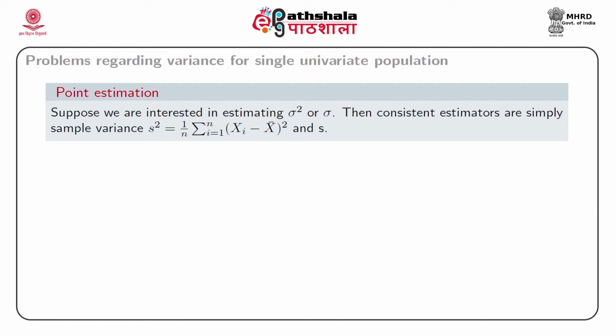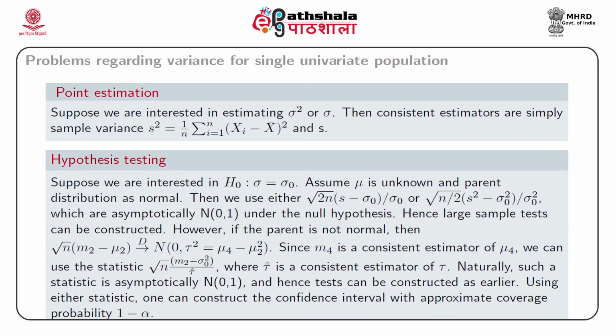Next comes hypothesis testing. Suppose we are interested in the null hypothesis sigma equal to sigma naught. Assume mu is unknown and the parent distribution is normal. Then we use either the statistic square root of 2n multiplied by (s minus sigma naught) divided by sigma naught, or the statistic square root of n by 2 multiplied by (s square minus sigma naught square) divided by sigma naught square, which are asymptotically normal 0, 1 under the null hypothesis.